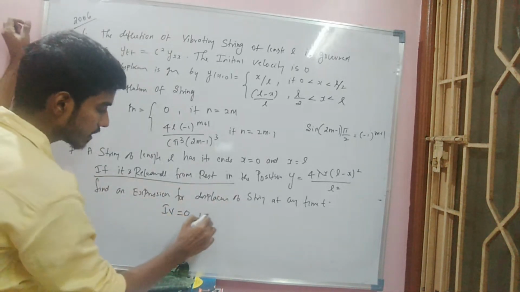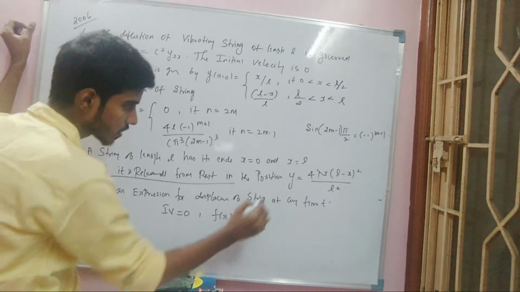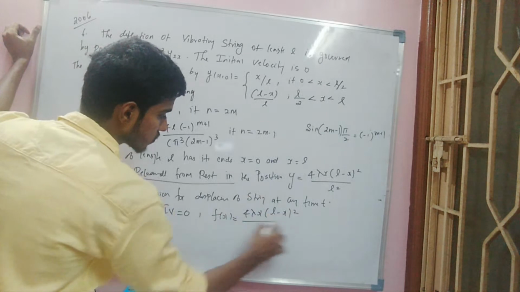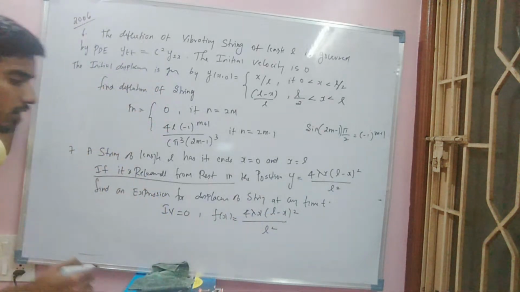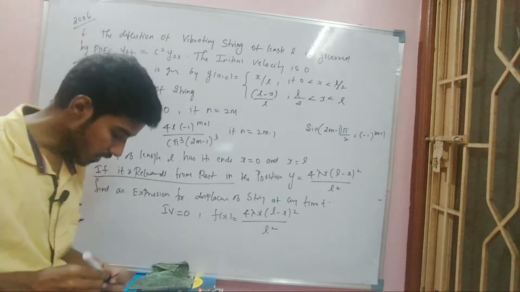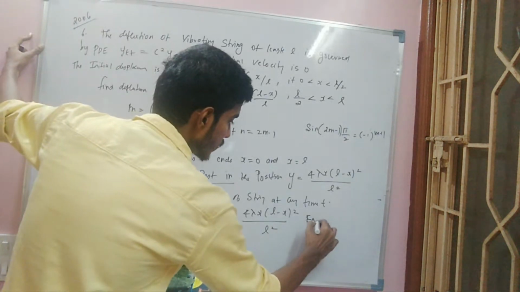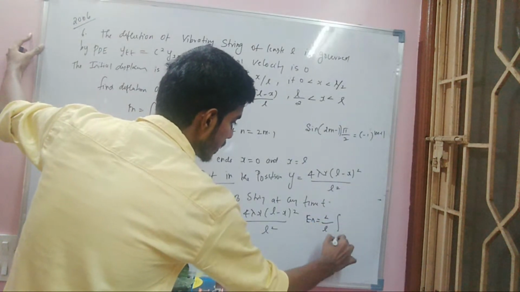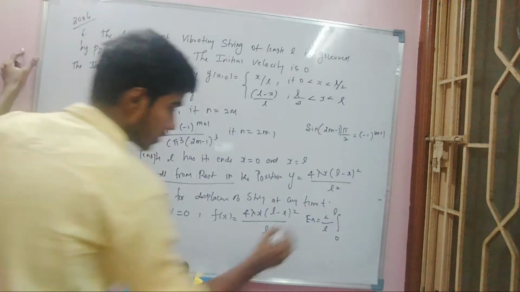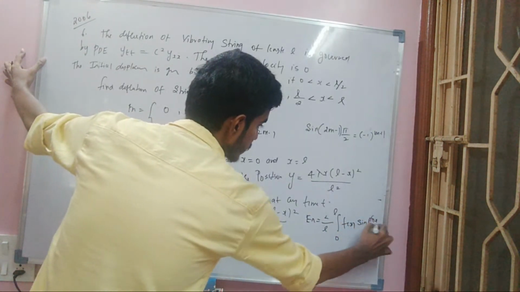They are given the displacement f of x to be equal to 4 lambda x (L minus x) whole square divided by L square. Now you need to use particular case 1. So you need to find the value for En, right? What is the formula for En? En is 2 by L integral 0 to L of f of x sin n pi x by L dx.